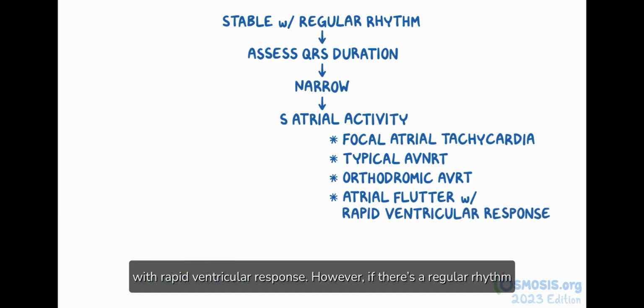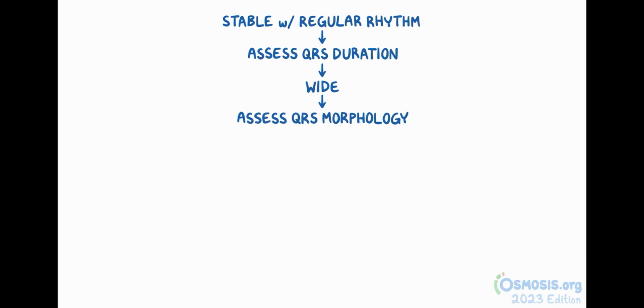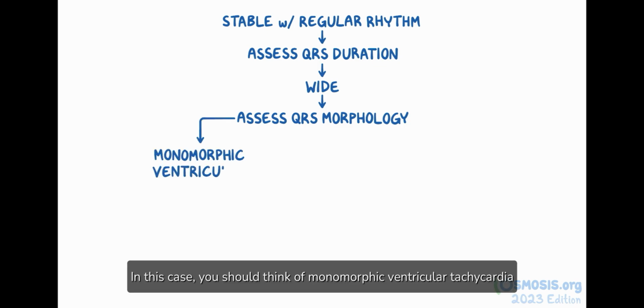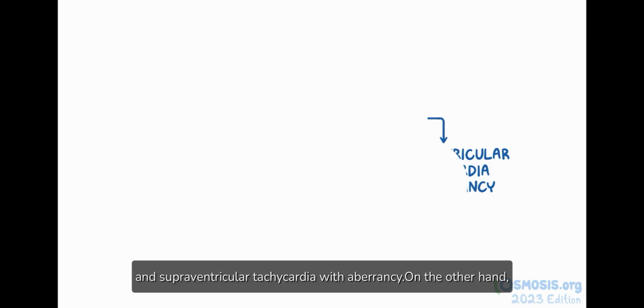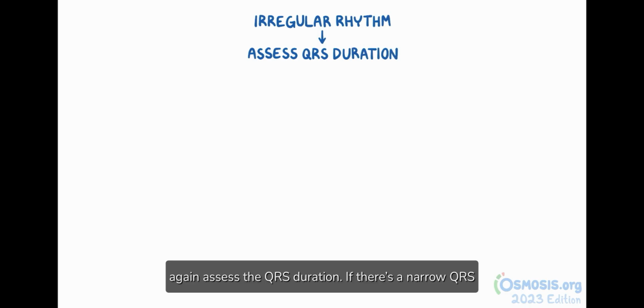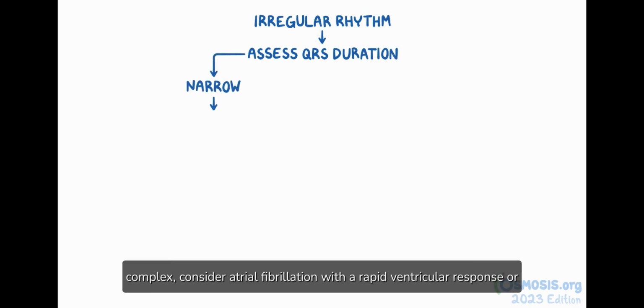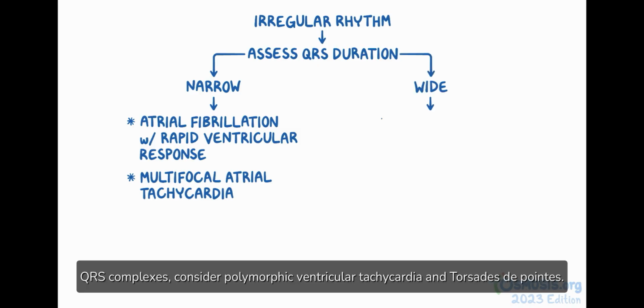However, if there's a regular rhythm with wide QRS complexes, you should assess QRS morphology. In this case, you should think of monomorphic ventricular tachycardia and supraventricular tachycardia with aberrancy. On the other hand, if your patient presents with tachycardia with an irregular rhythm, again assess the QRS duration. If there's a narrow QRS complex, consider atrial fibrillation with a rapid ventricular response or multifocal atrial tachycardia. However, if your patient presents with wide QRS complexes, consider polymorphic ventricular tachycardia and torsade de pointes.